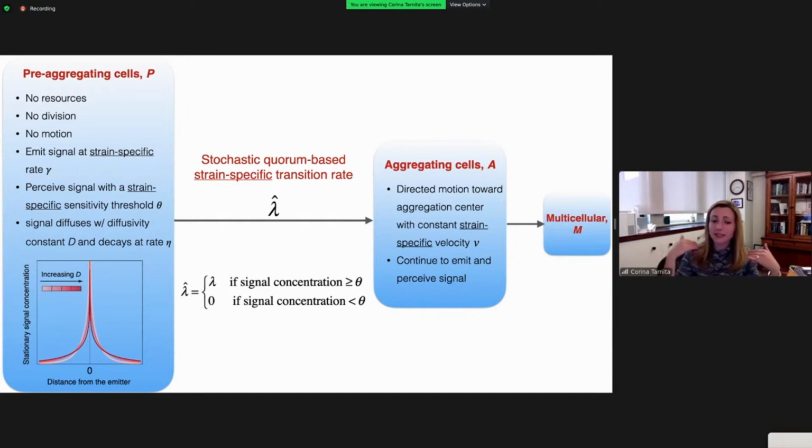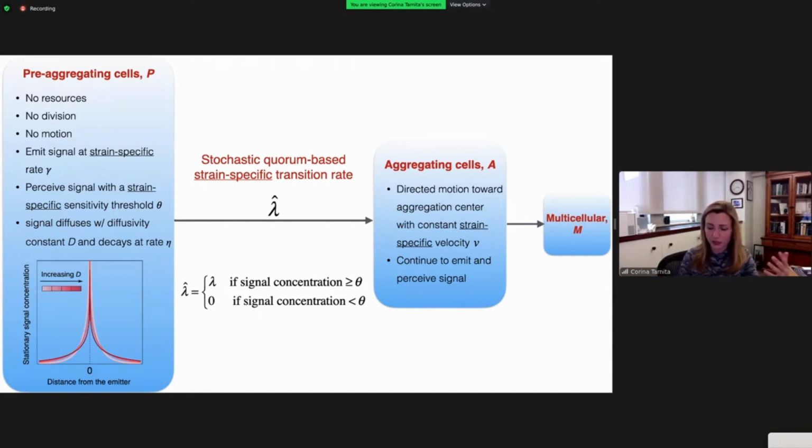transition rate that is stochastic and strain specific, and happens at a strain-specific lambda. So once your threshold has been met, you are not automatically going to aggregate, but you have a certain probability per unit time of making the decision to start the aggregation process and be moved into that other box. Once you're in that box, you start moving in the direction of the center, you move with a certain strain-specific velocity, but you continue to emit that signal that the pre-aggregating cells are also emitting.